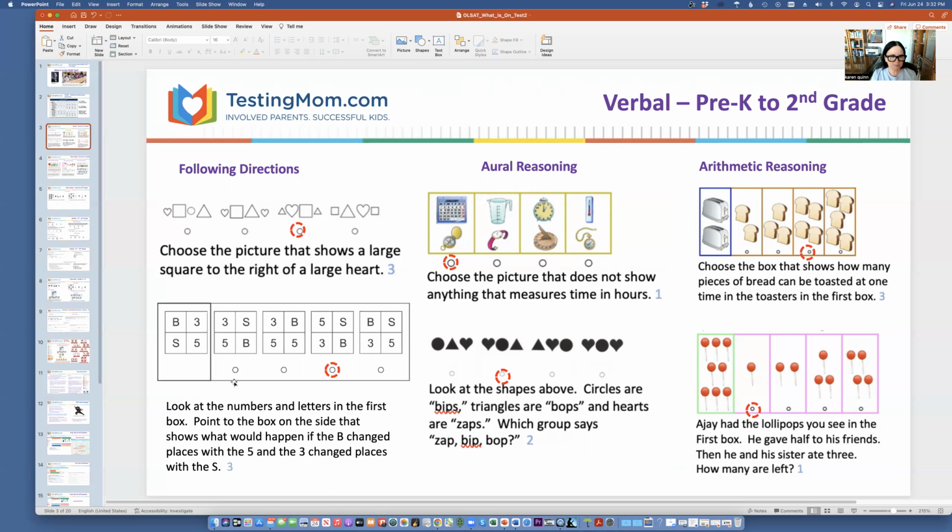Now, another following directions question is this one. Look at the numbers and letters in the first box. Point to the box on the side that shows what would happen if the B changed places with the 5 and the 3 changed places with the S. And this is going to be our answer.